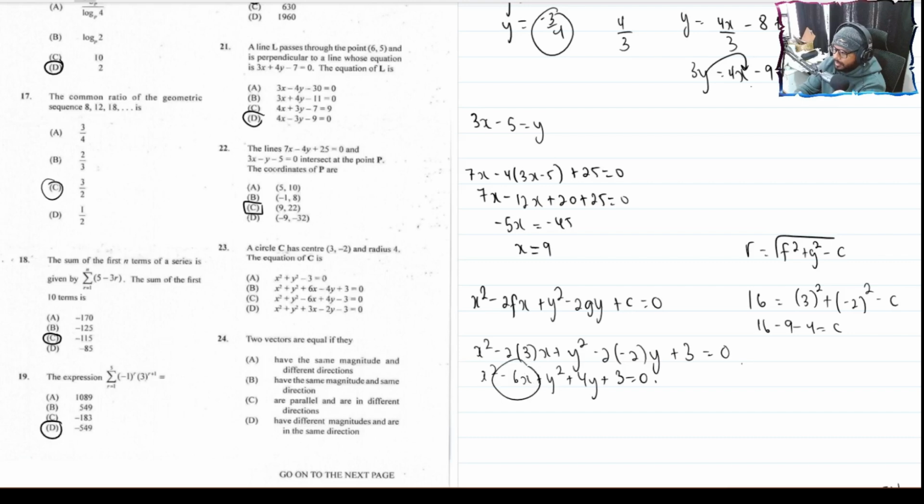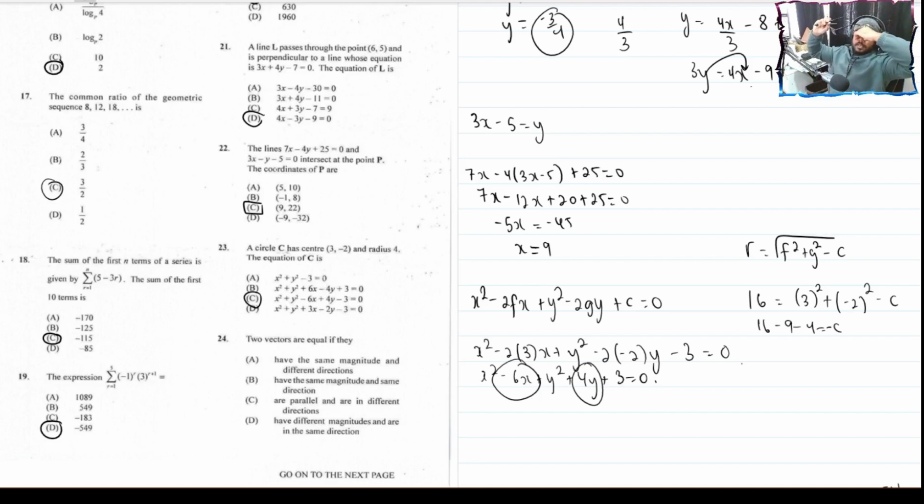I'm looking for a minus 6x and a plus 4y, and a plus 3. Minus 6x plus 4y minus 3. 16 minus 9 is equal to minus c. Good. And c is equal to minus 3. Okay, cool. So the answer is indeed c.